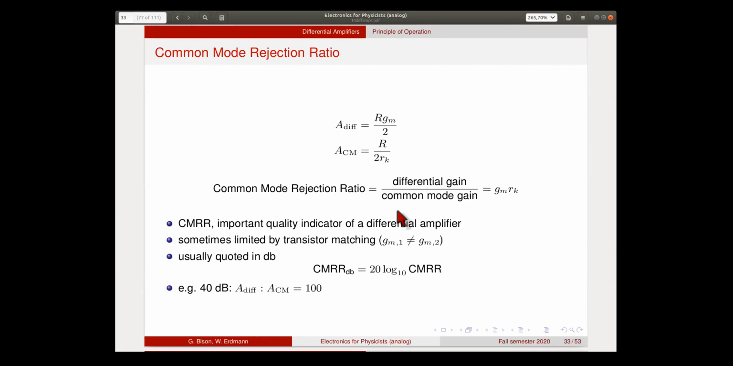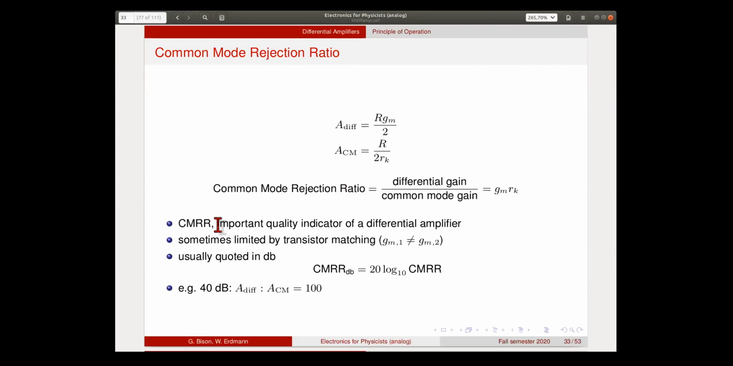And a quantity that is then often formed is the ratio of the two. So the ratio of the differential gain divided by the common mode gain. And for this circuit, this is then GM times RK. This is called common mode rejection ratio, or CMRR. And it's an important quality indicator for a differential amplifier. So if you buy a differential amplifier somewhere, then you will usually find this number given somewhere.